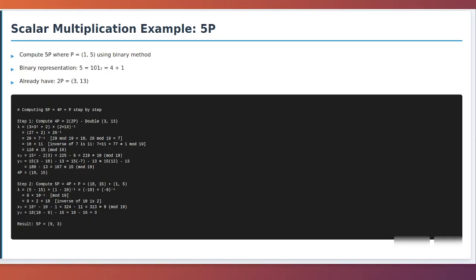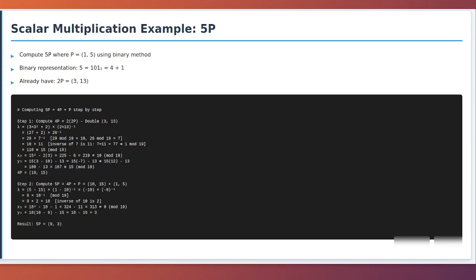Lambda equals (5 minus 15) times (1 minus 10) inverse equals negative 10 times negative 9 inverse. In modular arithmetic, negative 10 modulo 19 is 9, and negative 9 modulo 19 is 10. The inverse of 10 is 2. We computed this earlier, so lambda equals 9 times 2 equals 18.